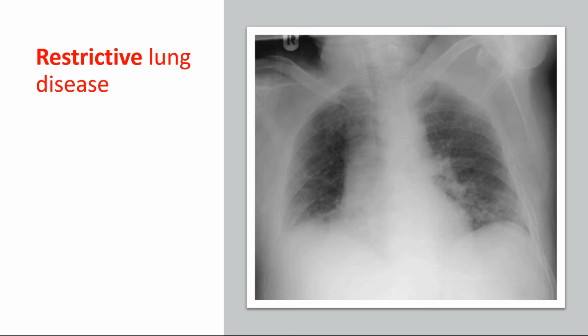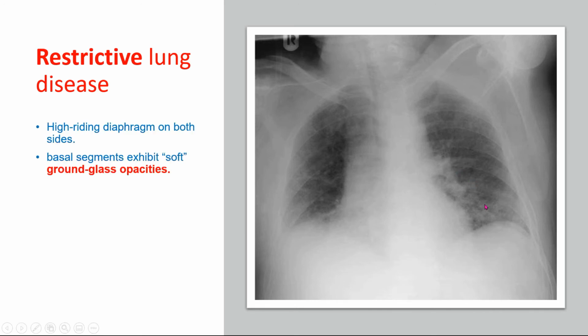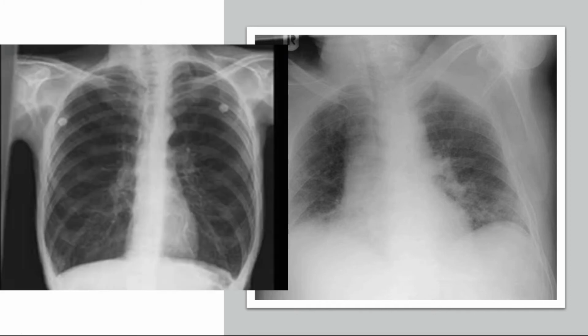In restrictive lung disease, here you can see the lung shrinks, and when the lung shrinks, the diaphragm is high riding. You can see high riding diaphragm on both sides, and you can see these opacities due to fibrosis, and also you can see these soft ground glass opacities in the basal segment. This is called the ground glass opacities. So in restrictive lung disease, you will see high riding of the diaphragm and ground glass opacities.